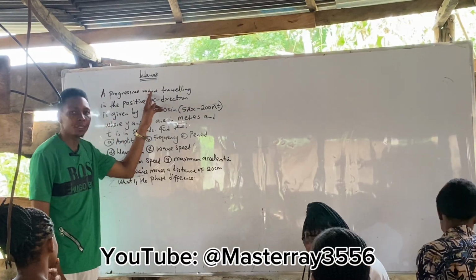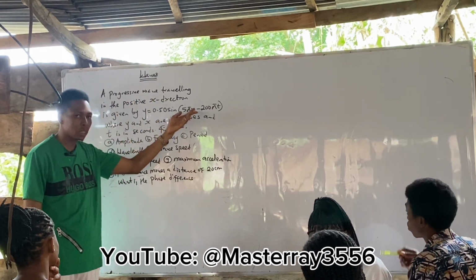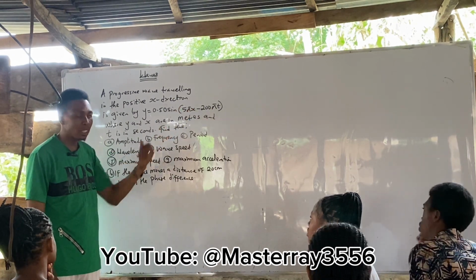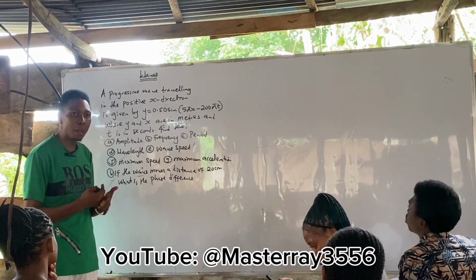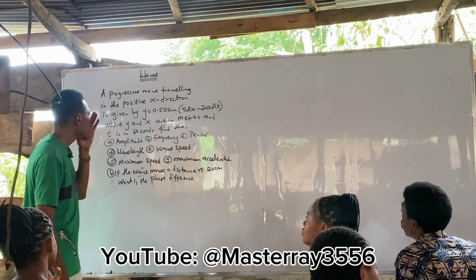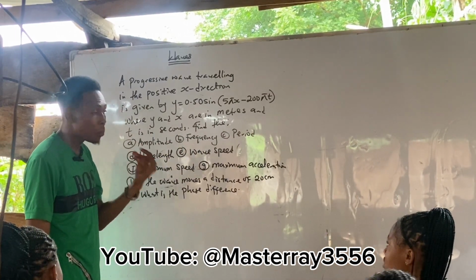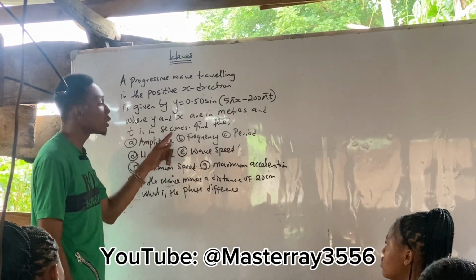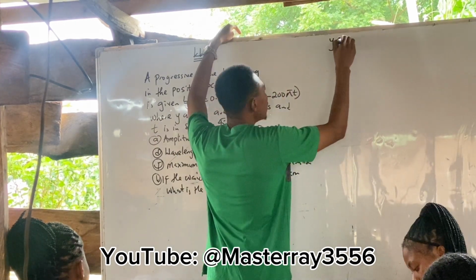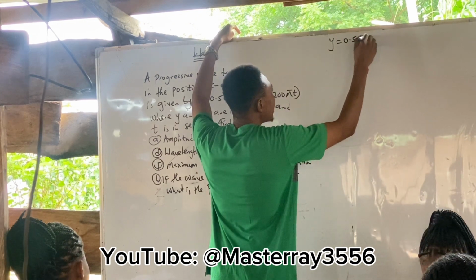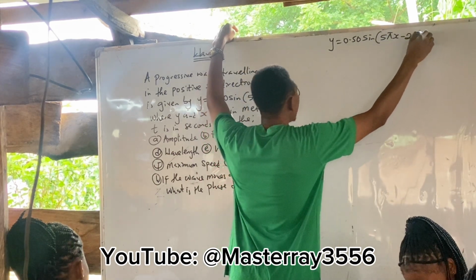A progressive wave traveling in a positive x direction. When it was moving in the x direction, the sign was negative, right? I said that a negative sign means the wave is moving in the positive direction, then if it's positive, it's moving in the negative direction. Where y and x are in meters and time is in seconds. So we are given our equation: y equals 0.50 sine brackets 5 pi x minus 200 pi t.